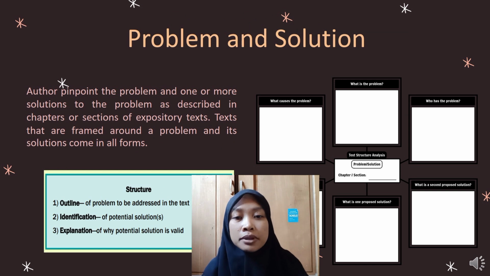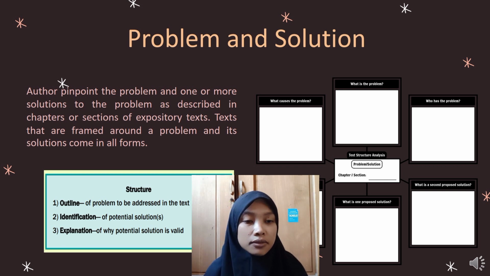And the next type is problem and solution. In this type, the author pinpoints the problem and one or more solutions to the problem as described in a chapter or section of expository text. Texts that are framed around a problem and its solution come in all forms. The parts of this text are three. First is an outline of the problem to be addressed in the text. The second is identification of potential solutions, and the last is explanation of why the potential solution is valid.